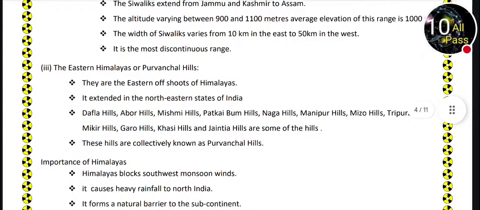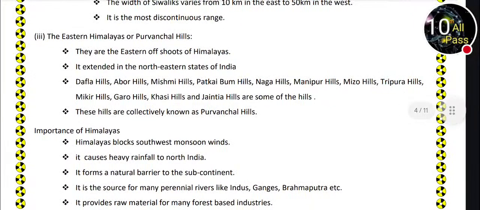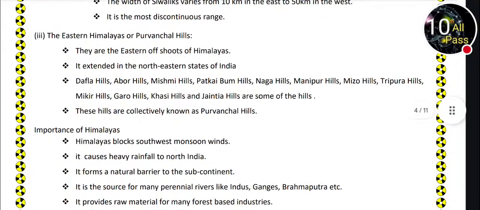The Eastern Himalayas are Purvanchal Hills. They are eastern offshoots of the Himalayas. It extends in the northeastern states of India. Dafla Hills, Abor Hills, Mishmi Hills, Patkai Bum Hills, Naga Hills, Manipur Hills, Mizo Hills, Tripura Hills, Mikir Hills, Garo Hills, Khasi Hills, and Jaintia Hills are some of the hills. These hills are collectively known as Purvanchal Hills.